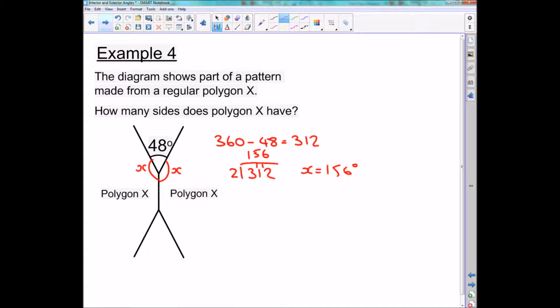Okay, so after I found this out, I need to find out what the exterior angle is. If you remember, there's a nice formula that links exterior angles and sides together. So I'm going to do 180, take away 156, which gives me 24. So if the exterior angle of polygon X is 24, all I need to do is do 360 divided by 24. 24 fits into 36 with 12 left over, and 5 24s go into 120. So that means that polygon X has 15 sides.